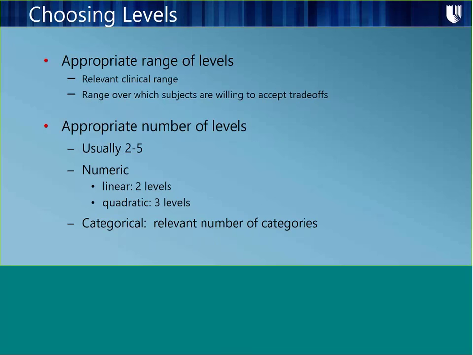Any more than that is too much. Even 5 is really the upper limit. And then for numeric attributes like risk levels, we could include a minimum of 2 levels, in which case we would only be able to draw a straight line between those utility weights that would come out of the study. If we have 3 levels, then we can at least draw a curved line or a quadratic relationship across 3 levels of an attribute. And then for categorical attributes, this might be different types of devices. We use the relevant number of categories based on availability on the market.